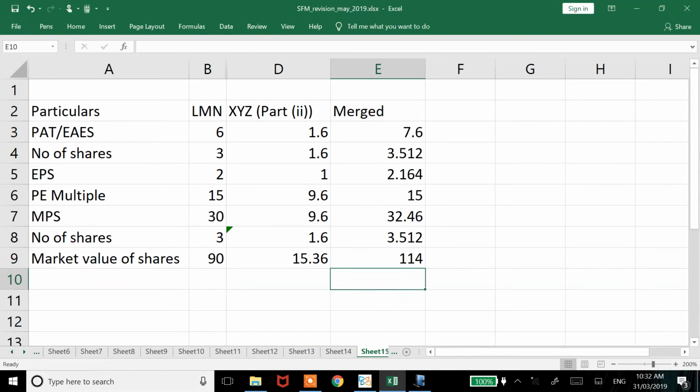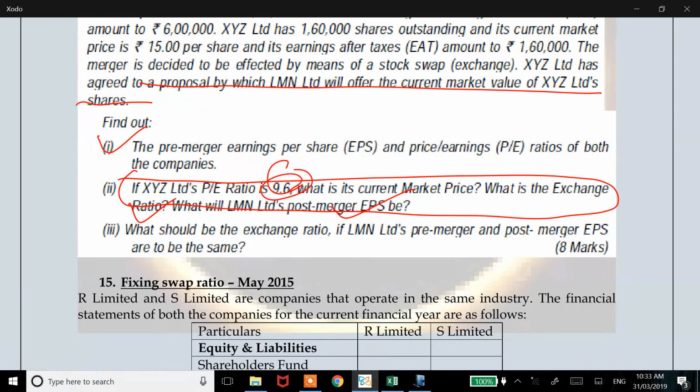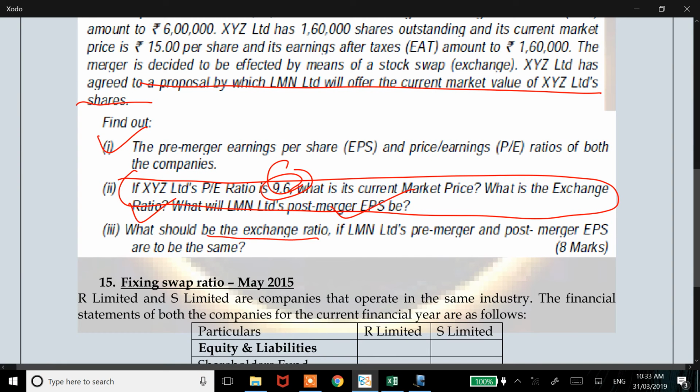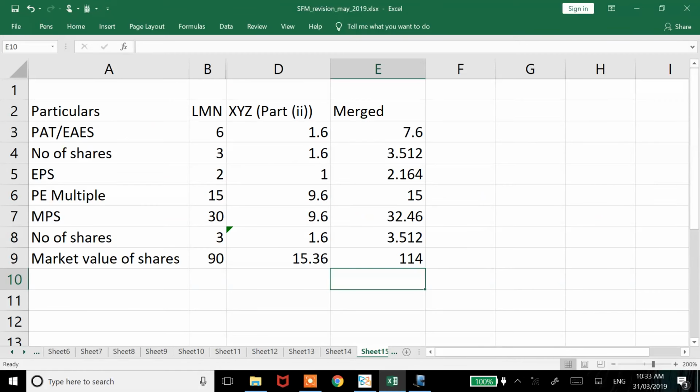The value is 114 lakhs. Any doubts on this part? We have answered part 2 of the question. Part 3 says what should be the exchange ratio if pre-merger and post-merger EPS are to be same. Now I am not going to do any calculation here. My exchange ratio should be based on this.